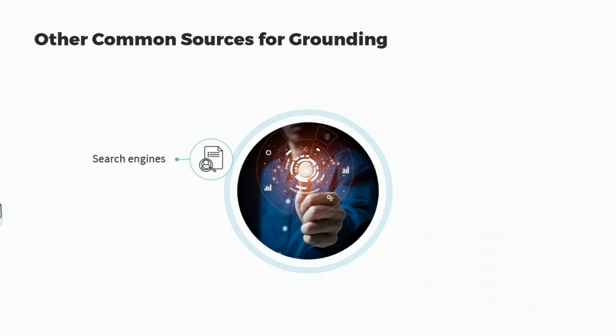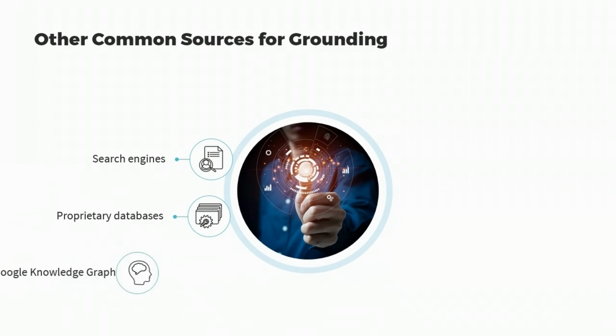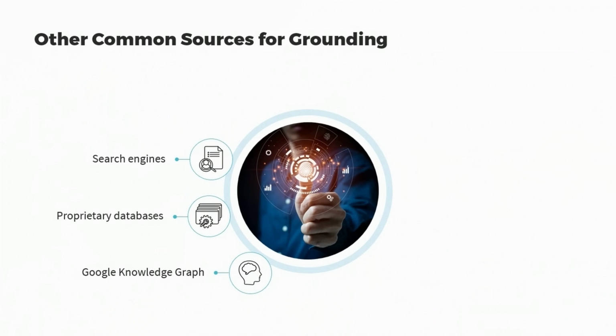Gemini can connect to proprietary databases and thus have access to internal company databases to provide domain specific, highly reliable data for specialized applications. Information such as product catalogs, financial records. Gemini can connect to knowledge graphs. Sources like Google Knowledge Graph or Wikidata offer structured, well organized facts and relationships for contextual understanding.